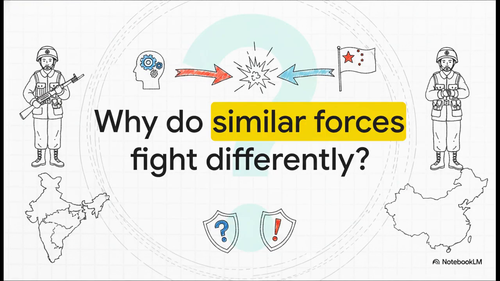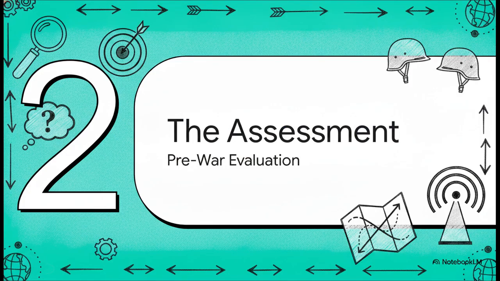And that brings us to a really fascinating question when we look at these two nations back in 1962. India and China actually had pretty similar border force sizes at the time, yet they fought in entirely different ways with vastly different outcomes. So why exactly do armies fight differently when the numbers are basically a tie? To figure that out, we need to look at Section 2, the assessment, focusing on pre-war evaluation.